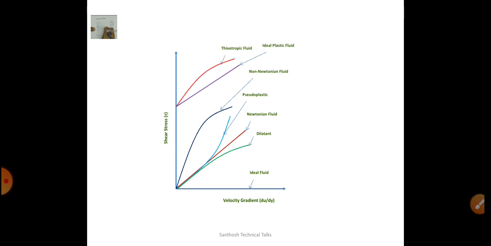Next is a Thixotropic fluid. It behaves with a non-linear relationship. After the yield point, it has a non-linear relationship between the shear stress as well as the velocity gradient. So that is the basic difference between the ideal plastic as well as the Thixotropic fluid.